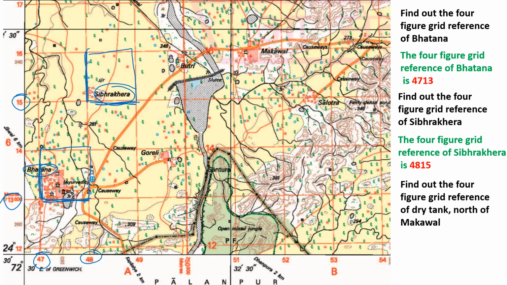Next question is find out the four-figure grid reference of dry tank north of Makawal. Makawal is here and dry tank is here. So which block are we talking about, or which grid? This is the grid. Okay. So the first line is this. What is that? This is 51. Then we have drawn this line. It is 16. So the four-figure grid reference of Makawal is 5116. Isn't it? It's very easy. Just you have to remember only one capital letter, that is capital L.